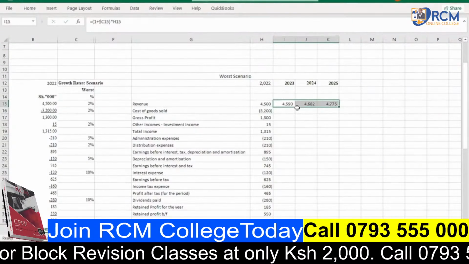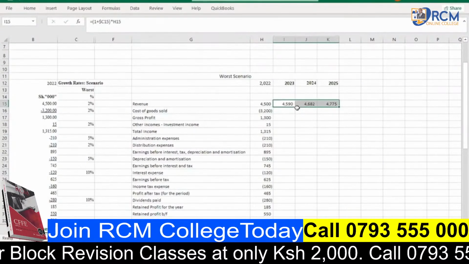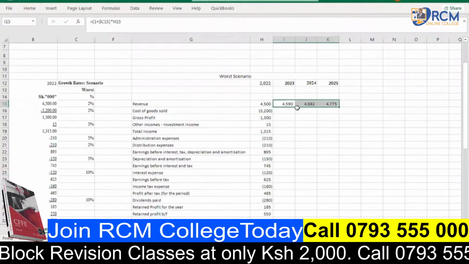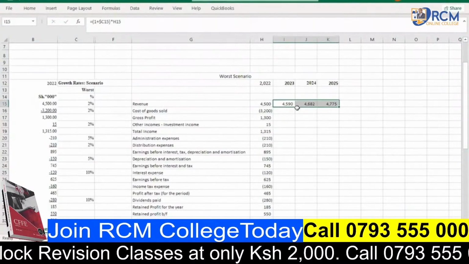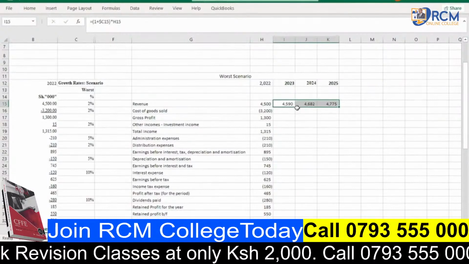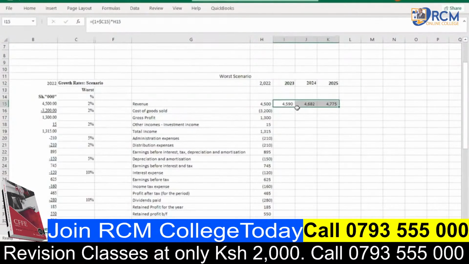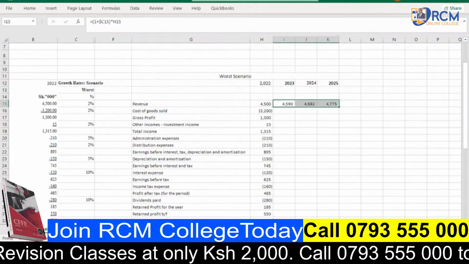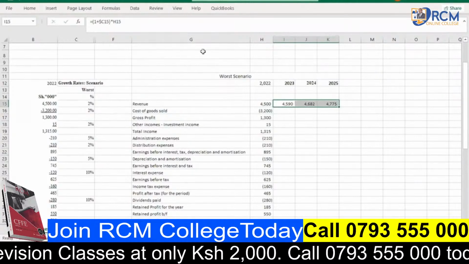Bado getting different figures. Sasa huyu ameanguka. Huyu ametuangusha kabisa. Getting different figures. What is it that is not happening? Esther, let me allow you to share your screen for just 1 minute.